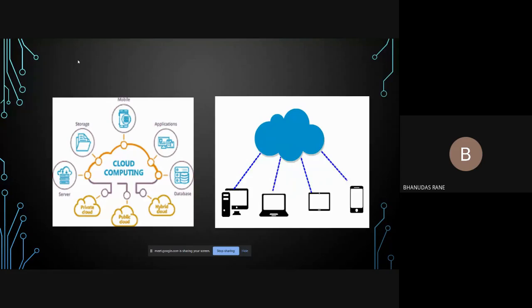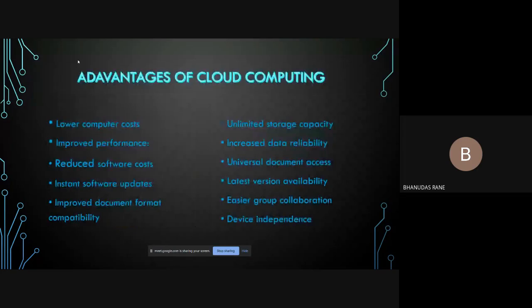These services. In the right-hand side image, you can see that the first four devices are connected to the cloud. The first computer sends data to the cloud. So it is also an advantage of cloud. In the next slide, advantages of cloud computing. Cloud computing has the following advantages.